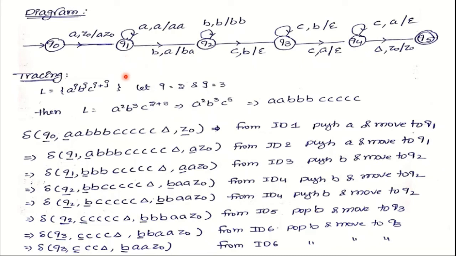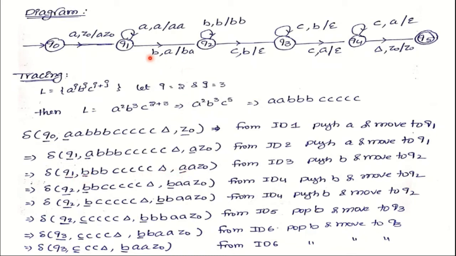Next we read the next input symbol, that is B, from Q1. The current state is Q1, and the A's were previously pushed into the stack, so the remaining input is 3 B's and 5 C's. Now the current input symbol is B. So Q1 is the current state, the input is B, and the top of the stack is A.